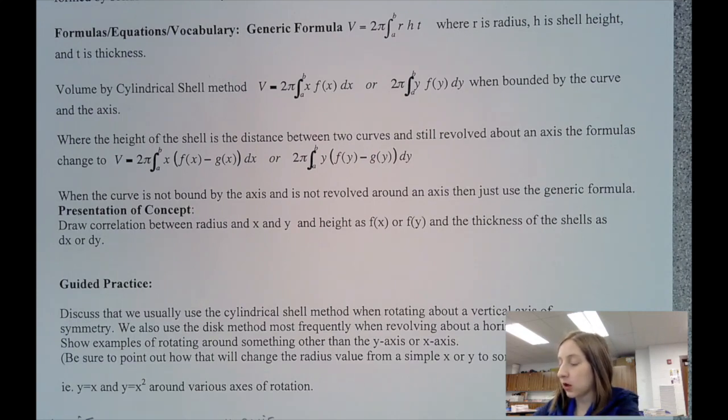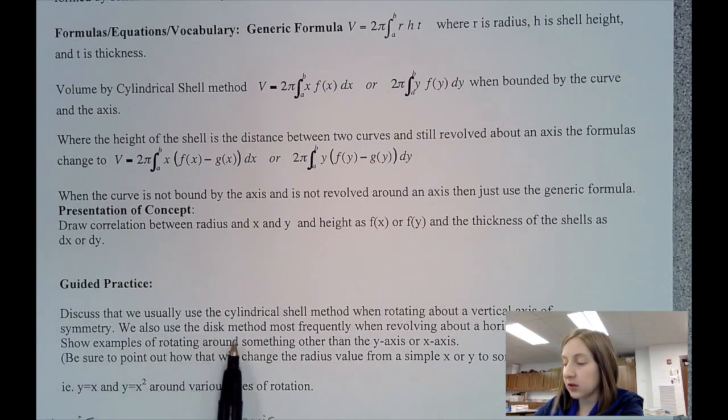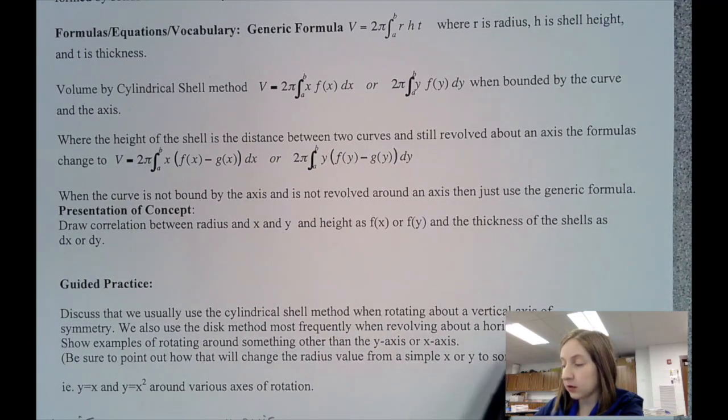So that's what this is talking about. Most people tend to do that. So when we're rotating around a vertical axis, they use cylindrical shells, because cylindrical shells are like the opposite of the discs and washers, whether you're using x or y. Also use the disc method when we're revolving around a horizontal axis. So shell method for vertical axis, disc method for horizontal axis.